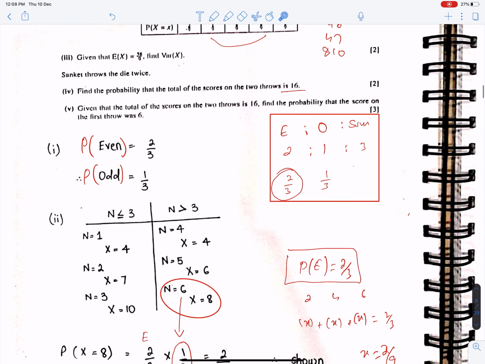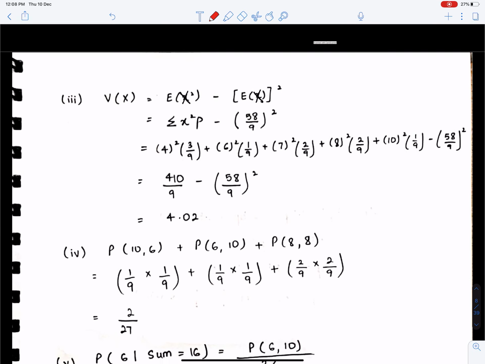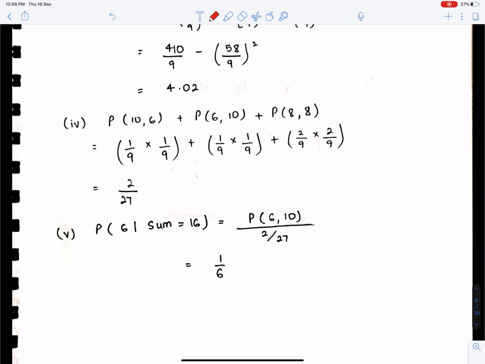Now, last part is, given that the total, this is the conditional probability. Given that the total of the scores on the 2 throws is 16, find the probability that the score on the first throw was 6. So, according to the conditional probability rule, this must be the numerator and the total will be the denominator. Here is the final answer.